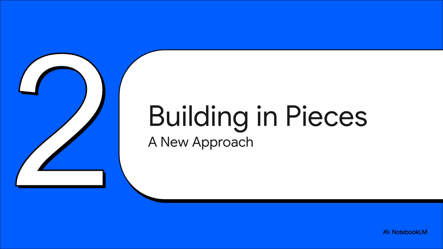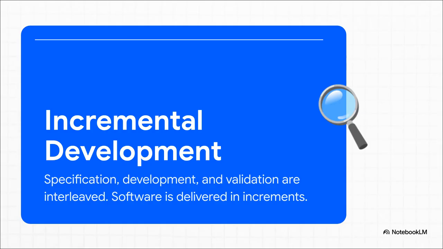Well, the answer is to stop trying to build the entire skyscraper at once. Instead, you focus on building and delivering it one functional floor at a time. And that is the core idea behind the incremental model. Now, the key word you really got to grab onto here is interleaved. This is the huge shift. Instead of these separate, rigid stages, all the main activities, planning, building, testing, they're all woven together in these overlapping cycles. You build and deliver the software in small, usable chunks we call increments.